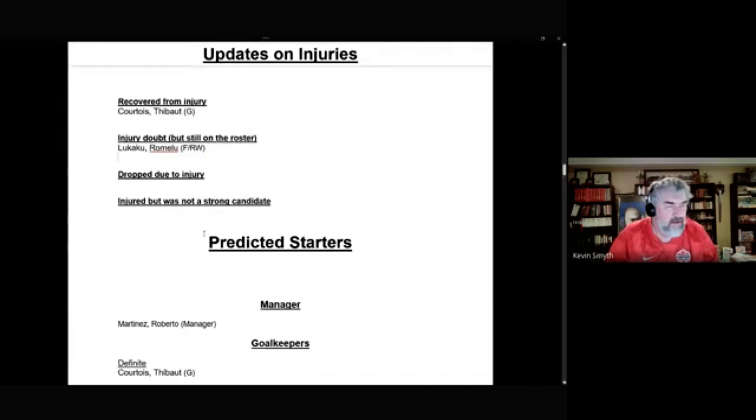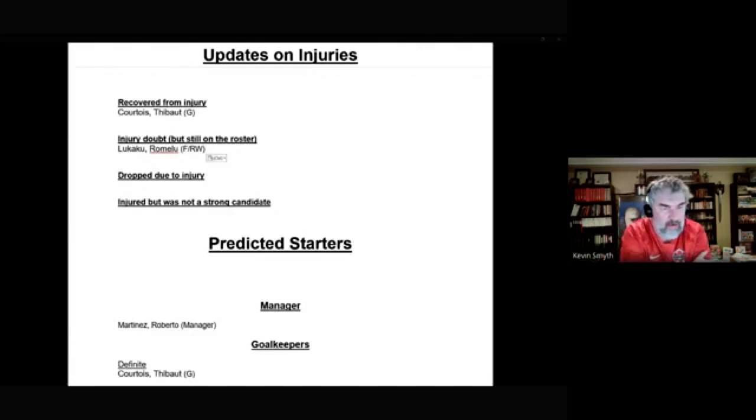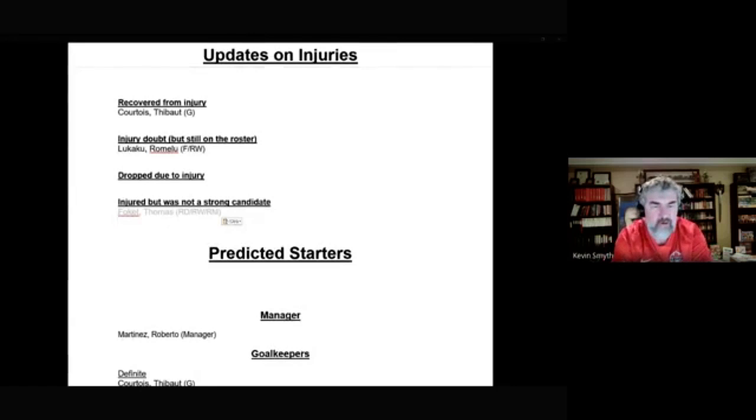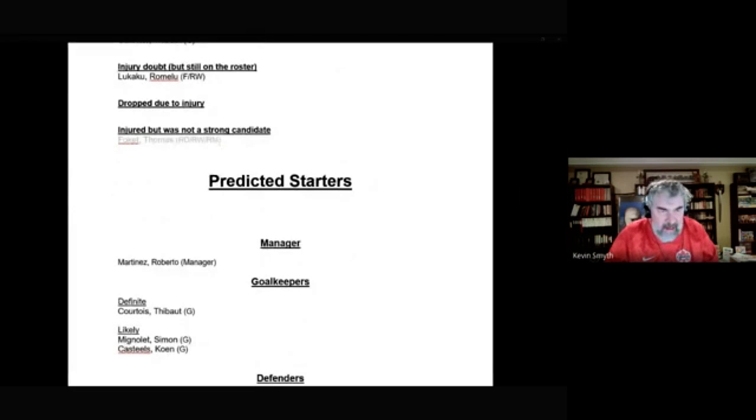Players who were dropped due to injury, well, Belgium has been quite lucky as far as that goes. They haven't had to drop anyone because of injury. And players who were injured but were not strong candidates, we put Thomas Foket in this category. We weren't dead sure whether it looks like the hamstring injury kind of sealed the deal, but technically he's back in action, so technically he's a non-selection, but it might have been fitness, or it might have been just that he was a possible candidate anyway. So Thomas Foket there. Okay, let's finish with a prediction of our starters then.